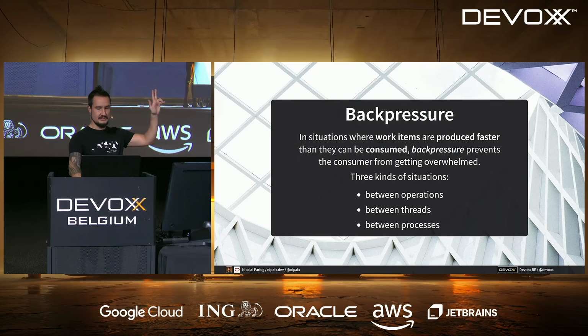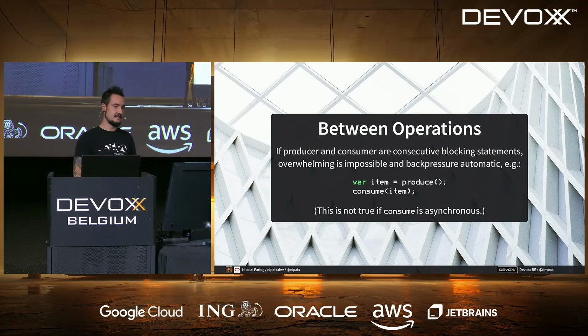And there are 3 kinds of situations where you need back pressure: between operations, between threads, and between processes. If you have one operation, meaning one method in Java, producing something that the next method needs to consume, you already have back pressure. Now, nobody's going to jump one method to call the other one first, or to call the other one before the first one is done. Unless you have some async where somebody puts something into a queue somewhere, between operations, back pressure is automatic. So that's good.